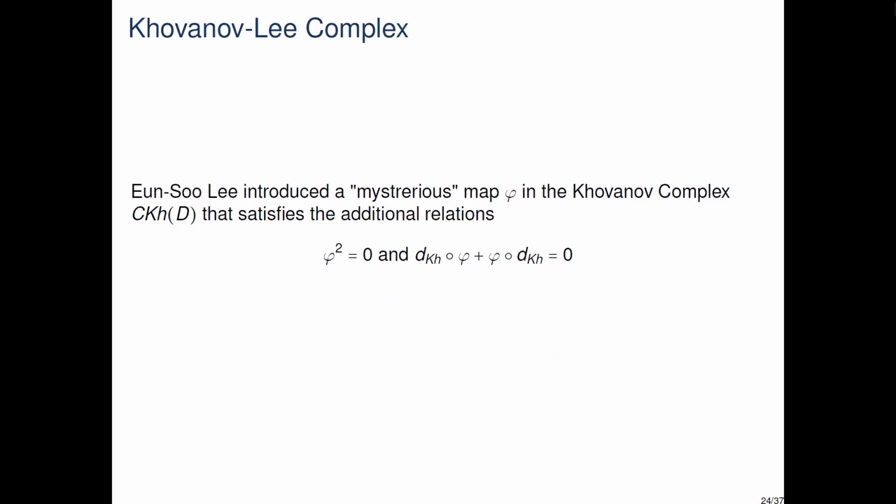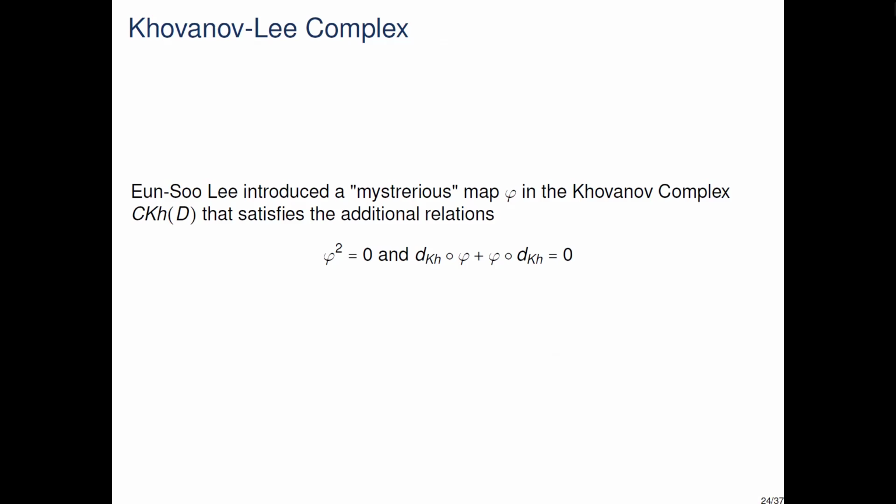Yes-Sun Lee introduced a map phi. It's a kind of mysterious map in the Khovanov complex, which satisfies the condition that phi squared is equal to 0. And if you combine DKH composed with phi plus phi composed with DKH, that should be 0.